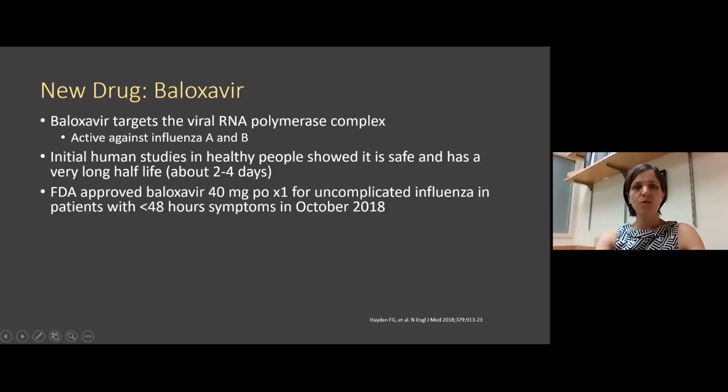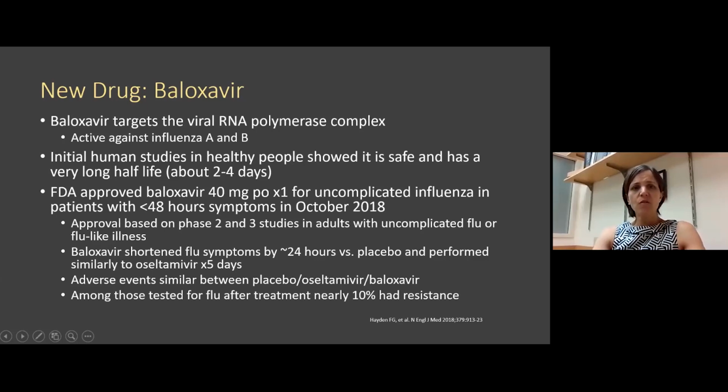It's FDA approved as 40 milligrams by mouth once for uncomplicated flu in patients with fewer than 48 hours of symptoms. So the approval was based on phase 2 and phase 3 studies in adults with uncomplicated flu or flu-like illness in Japan and the US. Baloxavir shortened flu symptoms by about 24 hours compared to placebo, and it was very similar in terms of performance to 5 days of oseltamivir. The adverse events were similar between placebo, oseltamivir, and baloxavir.